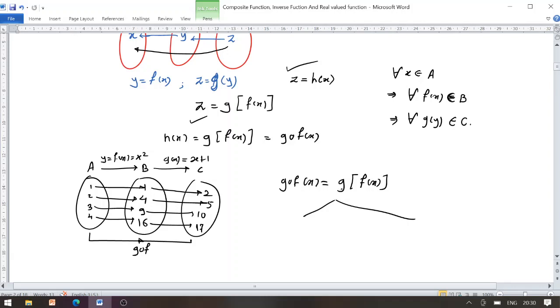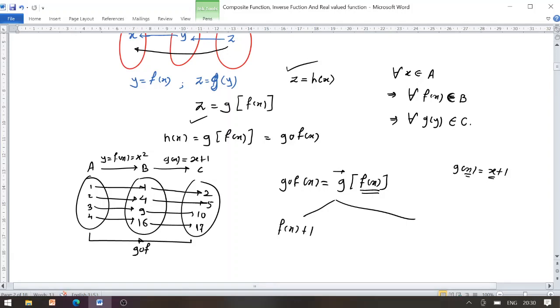So firstly, first come first serve, g comes first. So think over it, g of x might be equal to x plus 1. Here x is replaced by f of x. So we have to replace all x in the function g by f of x. We might get f of x plus 1.